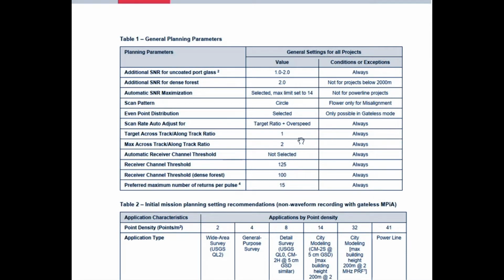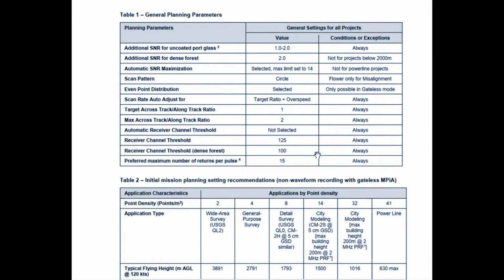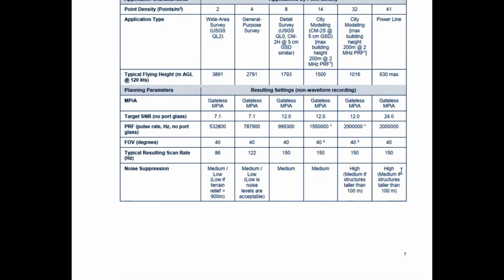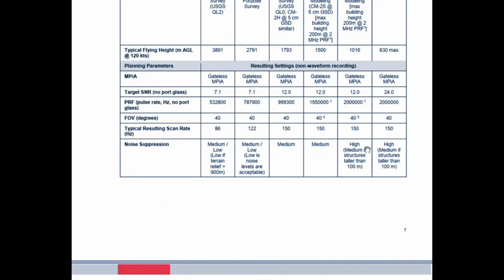Receiver threshold. We will go through this parameter, and then also for different types of projects, if there is power line, city modeling, at different altitudes, and if you know the building heights, general survey, general purpose, and wide areas. So there are typical flight altitudes and the settings recommended for flight planning and for flying.